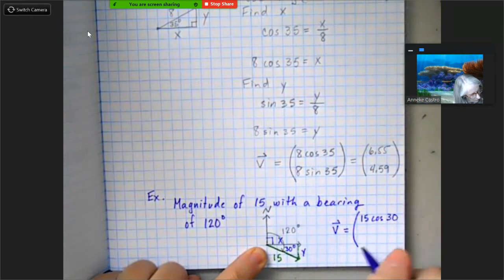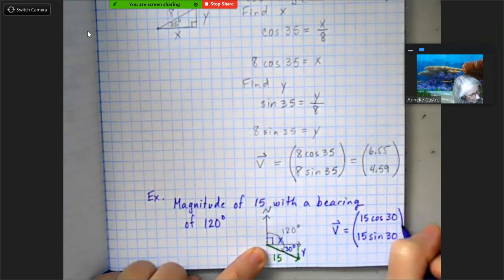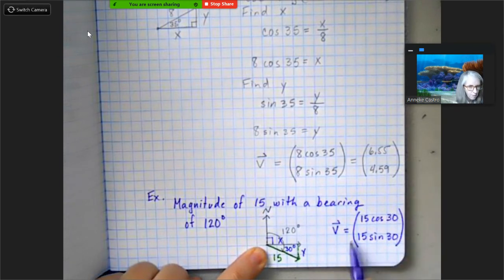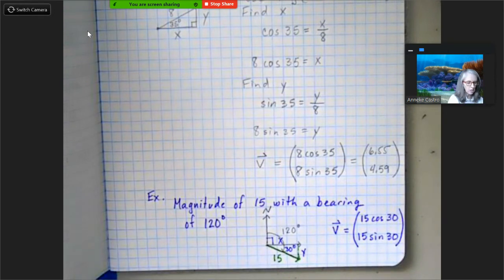So just like up here, I'm going to have 15 times cosine of 30. And then the other one is going to be 15 times the sine of 30. And that would be, if I put those into my calculator, that would get me my vector components. Okay, so that's just switching from magnitude and direction into component form. And then we can do more math. It's easier to do the math when it's in component form.